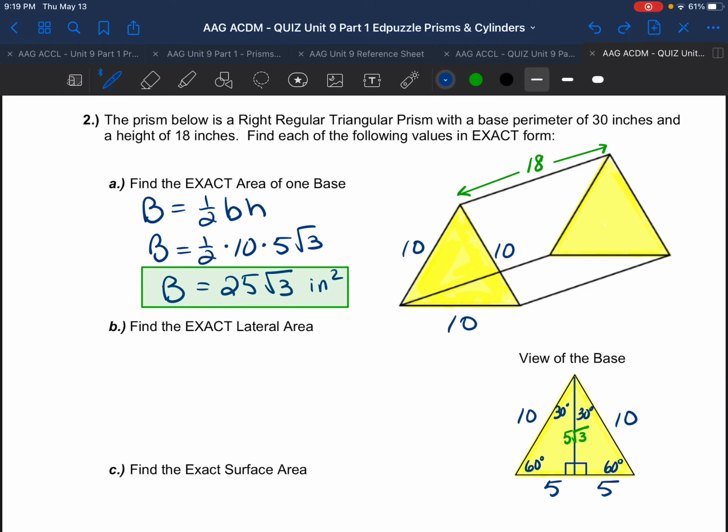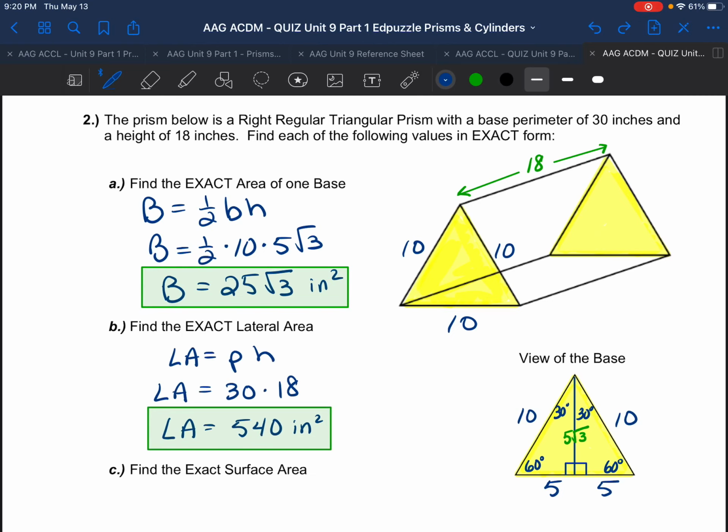Ladies and gentlemen, if you got this question wrong, don't get discouraged, right? You missed this one question, but fix it, because we are going to use 25 radical 3 again later on. So, speaking of which, let's move on. For part B, let's find the exact lateral area of the prism. The lateral area is found using the formula LA equals PH. The perimeter of the base is 30. The height is 18. Be careful.